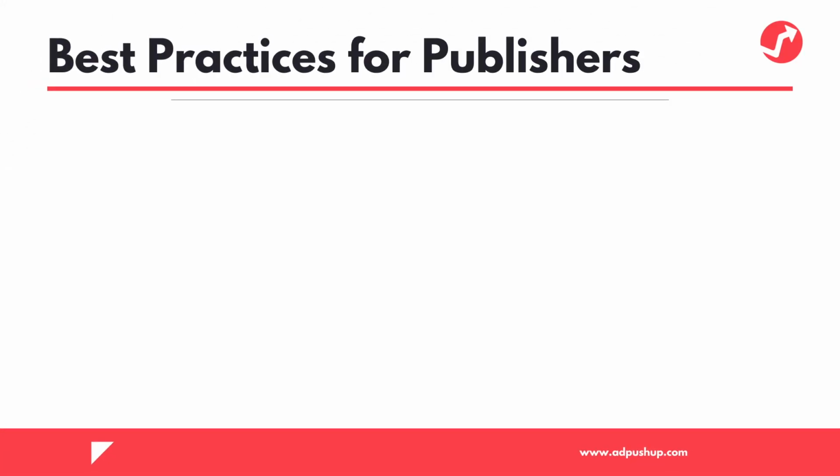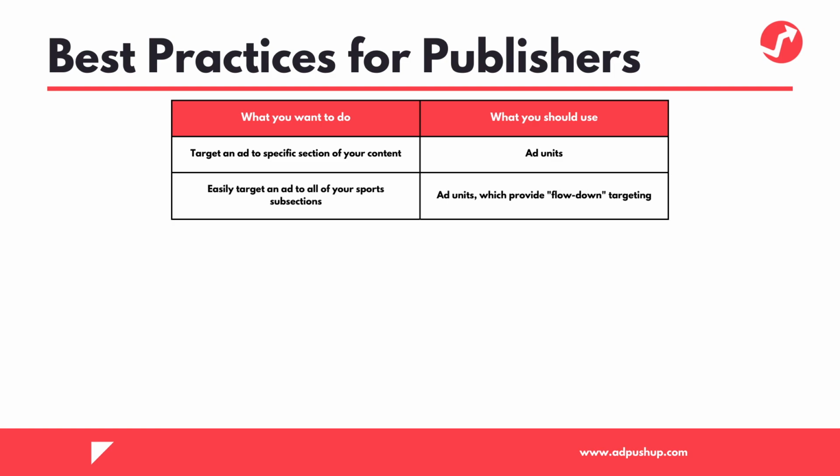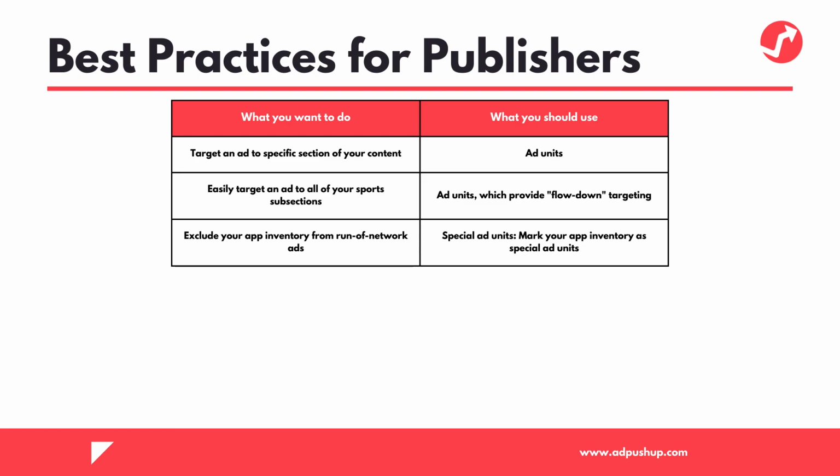Now we're going to see some best practices for publishers. We're going to see what you want to do and what the recommendations are, or what you use in each case. The first one is target an ad to a specific section of your content. In this case, you should use ad units. The second one, easily target an ad to all your sports subsections. In this case, you should use ad units, which provide flow down targeting. Third, exclude your app inventory from run-of-network ads. You should use special ad units. Mark your app inventory as special ad units.